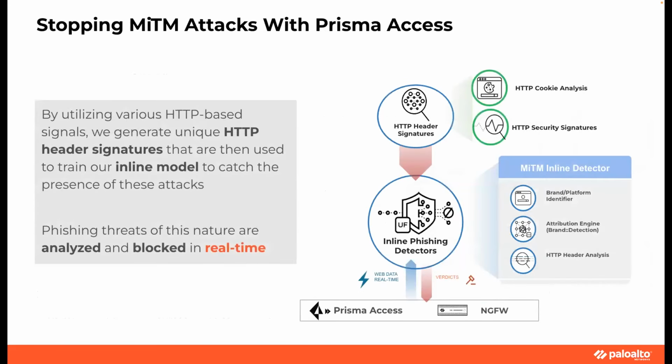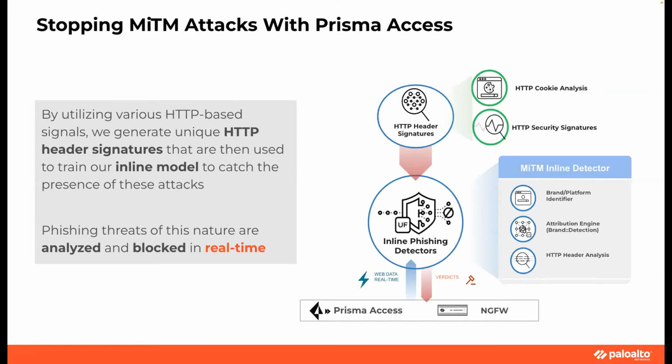The next item is there is a significant rise in phishing attacks or man-in-the-middle attacks when it comes to web-based traffic. With the enhancements that we are bringing in with our advanced URL filtering, which is enabled by default for you if you're a Prisma Access customer, Prisma Access now has the ability to generate unique HTTP header-based signatures. And these signatures, no matter which user is running into it, centrally the signature system gets updated and all the customers reap the benefit of it.